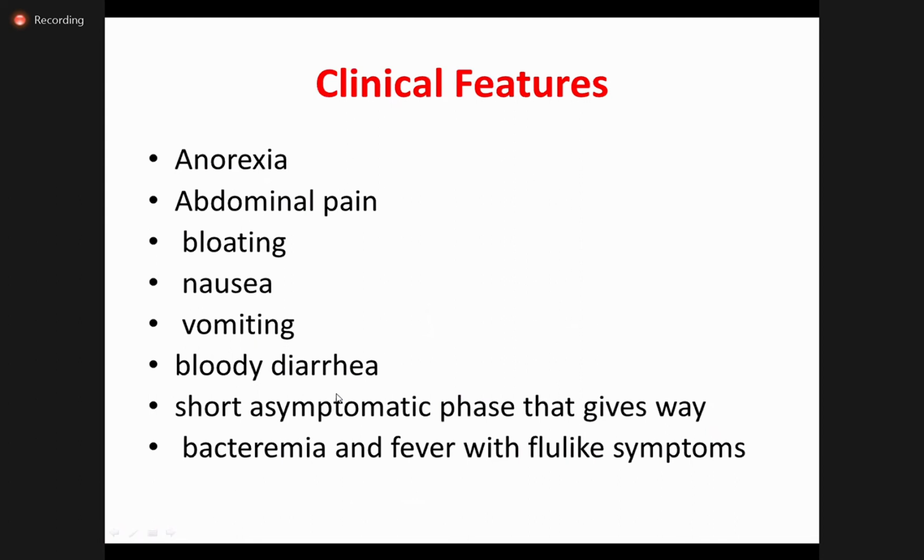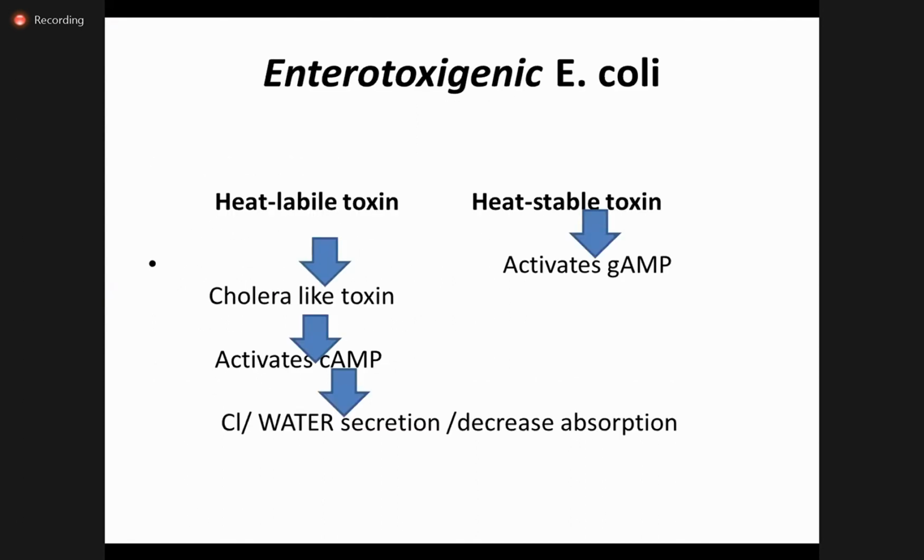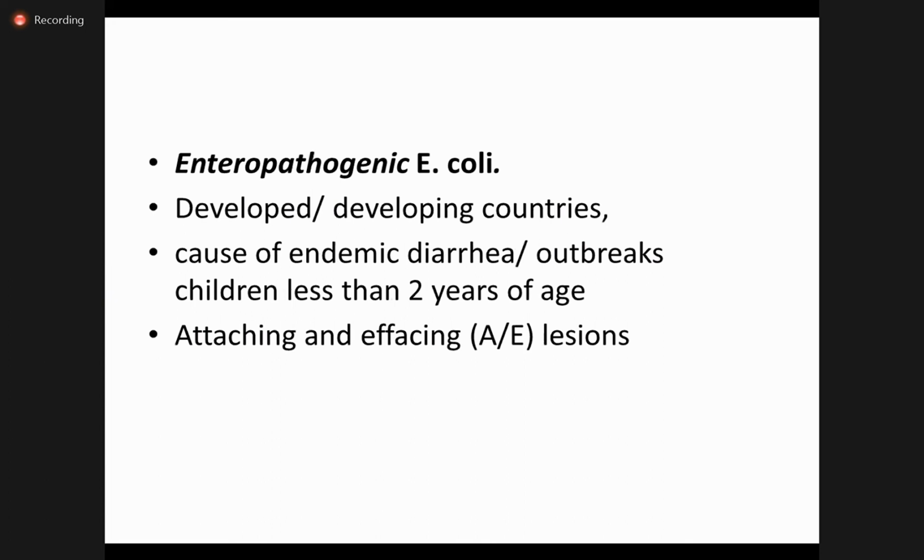E. coli: enterotoxigenic E. coli is associated with traveler's diarrhea. That is very, very important. Usually we have enterotoxigenic E. coli in adults. It is associated with contaminated food and is more common in less than 2 years of age. It has two toxins, heat labile and heat stable toxins. Enteropathogenic E. coli is found in developed and developing countries, and outbreaks are more common, again, in children less than 2 years of age.